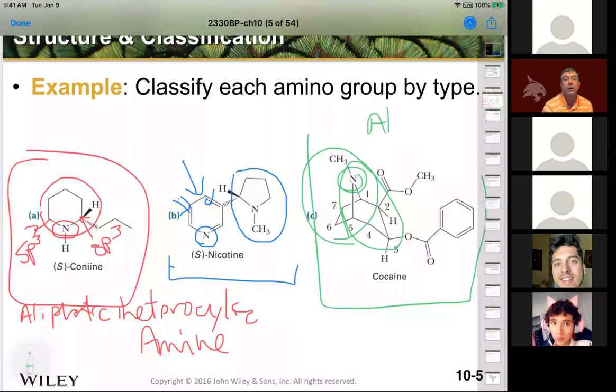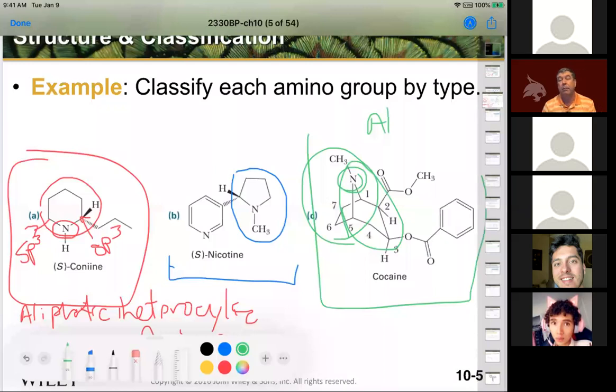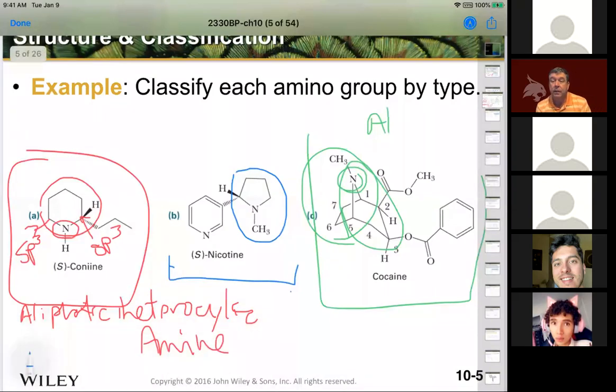So that gives us a way to classify our aromatic and aliphatic amines and identify them based on whether or not we have these alternating single and double bonds in our ring. If our nitrogen is in a ring with alternating single and double bonds, chances are it is an aromatic amine. Okay, so we have aliphatic amines, which only have sp3 hybridized carbons.